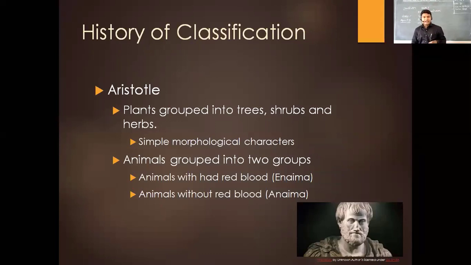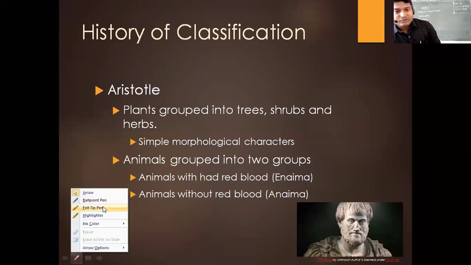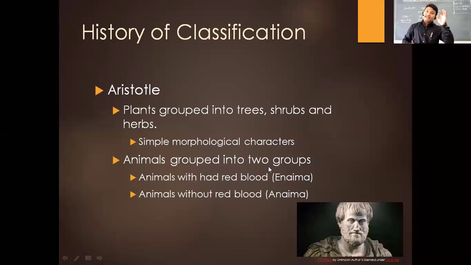How did the classification begin? You can see on the picture here Aristotle. He was a person who started the classification scientifically. Now, it's not that before, people had not classified the organisms; they had. But again, the first evidence of scientific classification was actually from Aristotle.